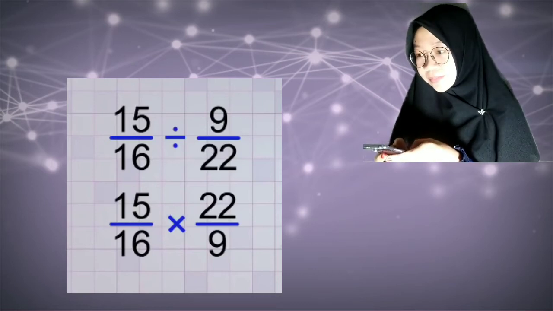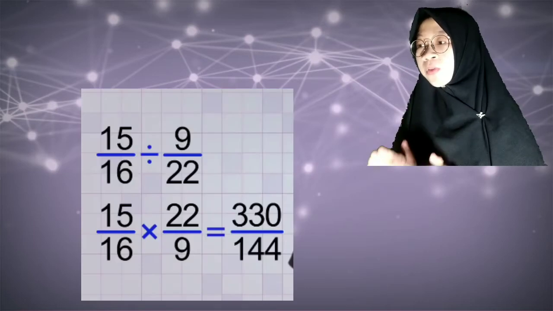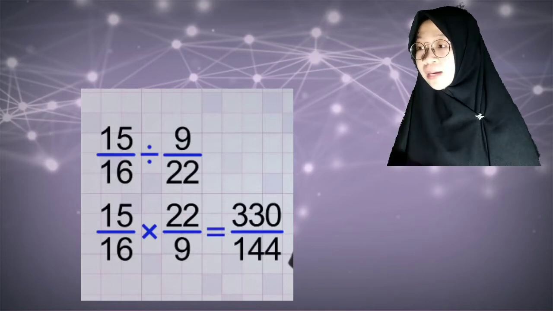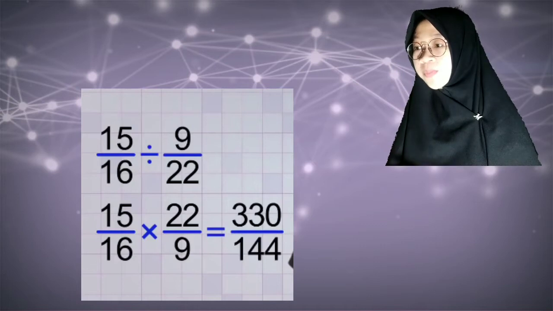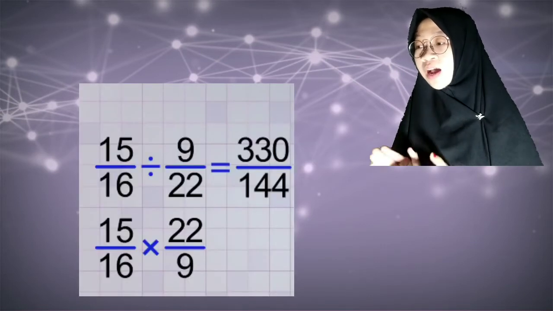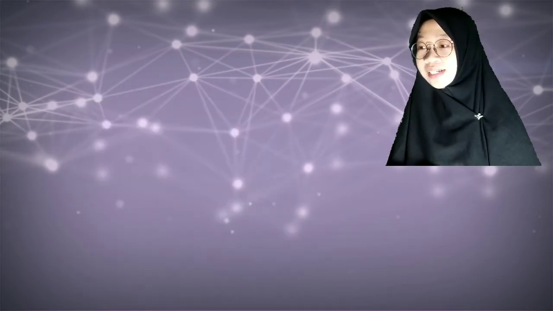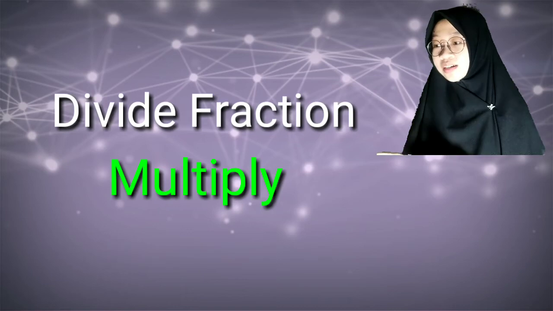Let's see here. So on the top we have 15 times 22 equals 330. And on the bottom, we have 16 times 9 equals 144. So, the answer to our division problem is 330 over 144. Alright, that's how you divide a fraction. You just multiply by the reciprocal and you have your answer. If you can multiply fractions, then you can divide fractions too.